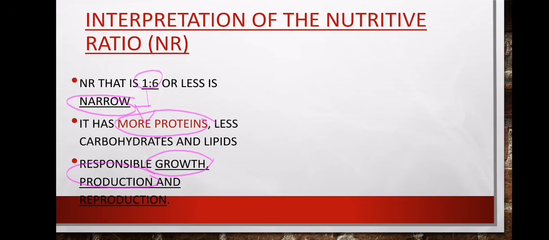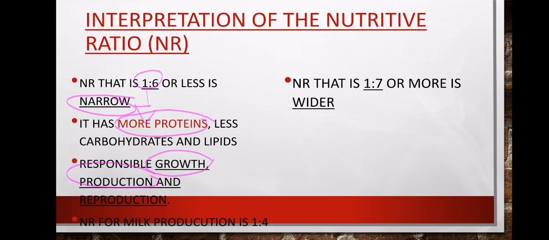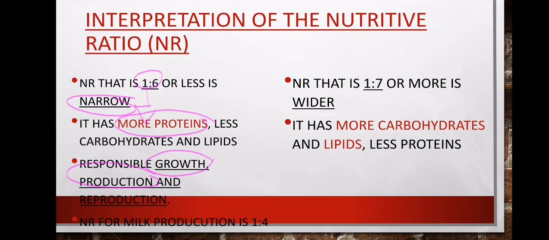Let us look at the wider ratio. When we look at the wider ratio, I also say the NR for milk production is 1:4. The wider ratio starts from 1:7 or more. Once it is 1:7 upwards, we'll say that the ratio is wide. What kind of nutrients are more in that ratio? Once it is a wider ratio, 1:7 or more, it simply means that it has more carbohydrates and lipids.